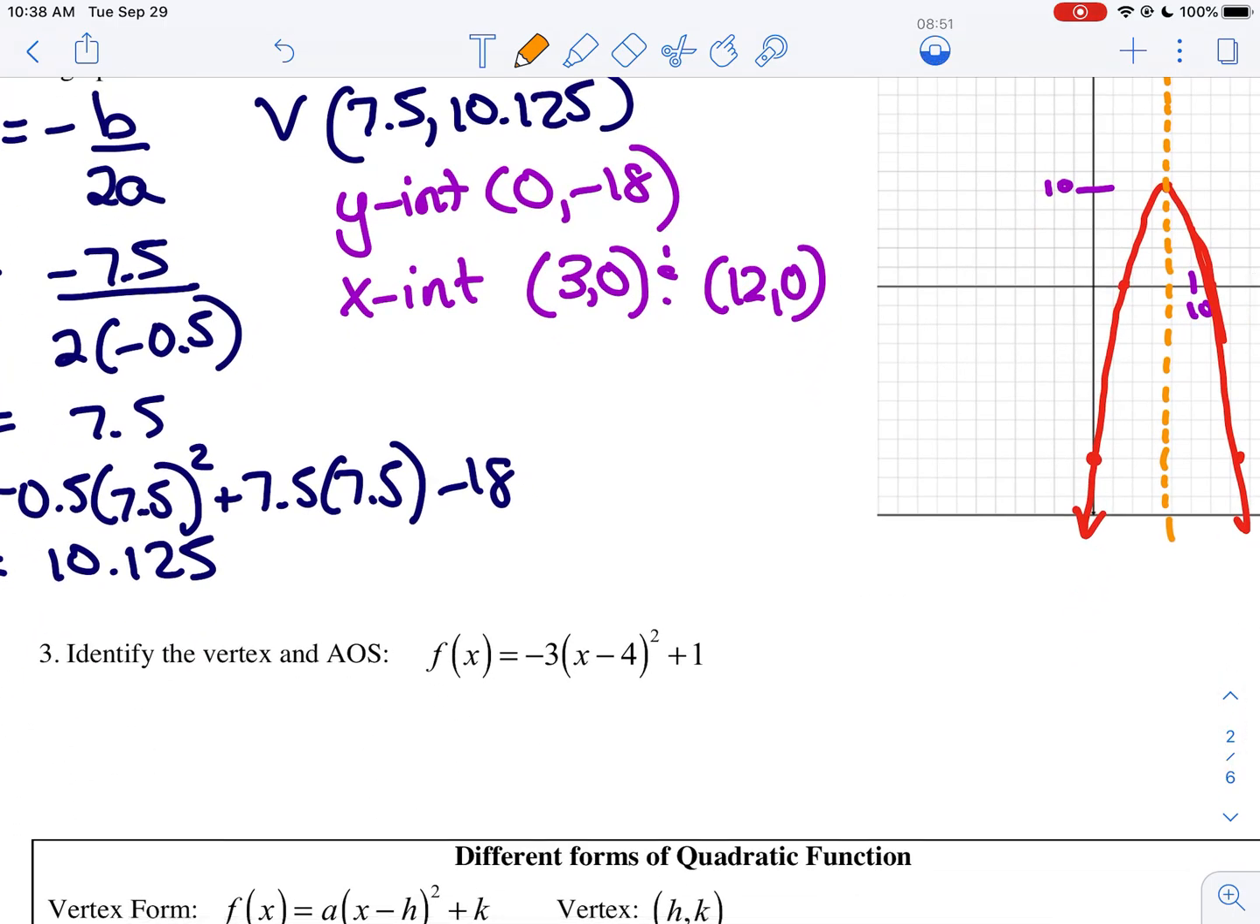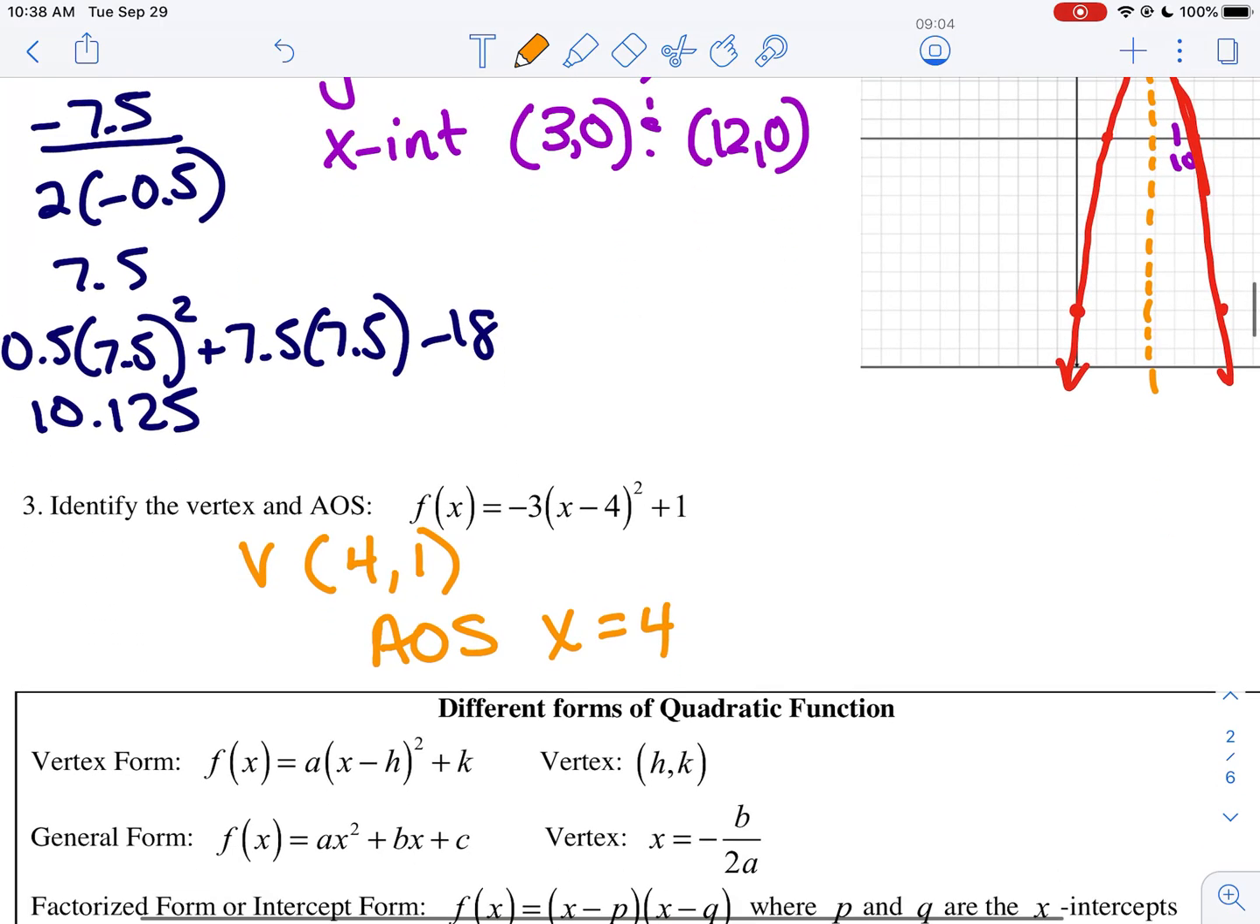All right, number 3. To identify the vertex, it's just the opposite of the inside, same as the outside. The axis of symmetry is a vertical line that goes through the vertex, so it's x equals 4.